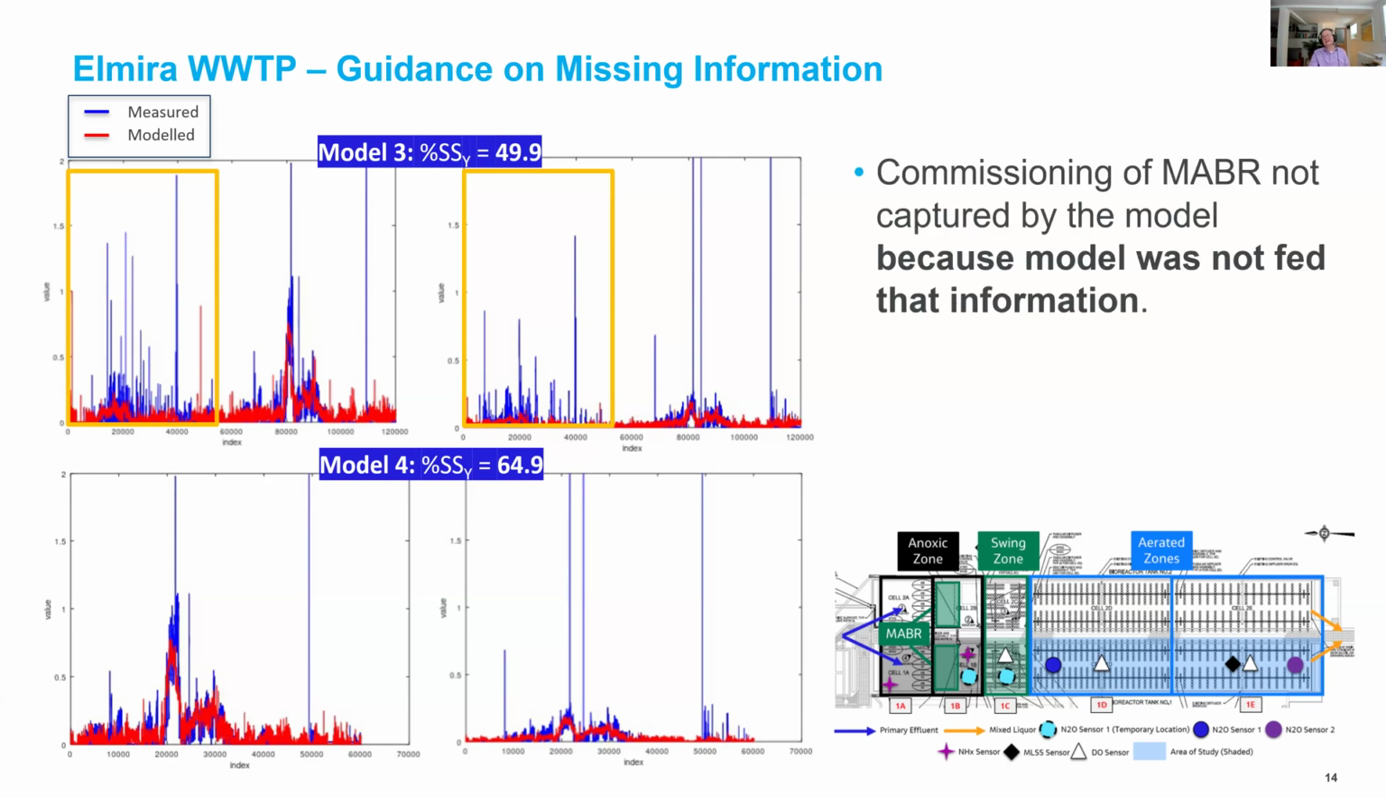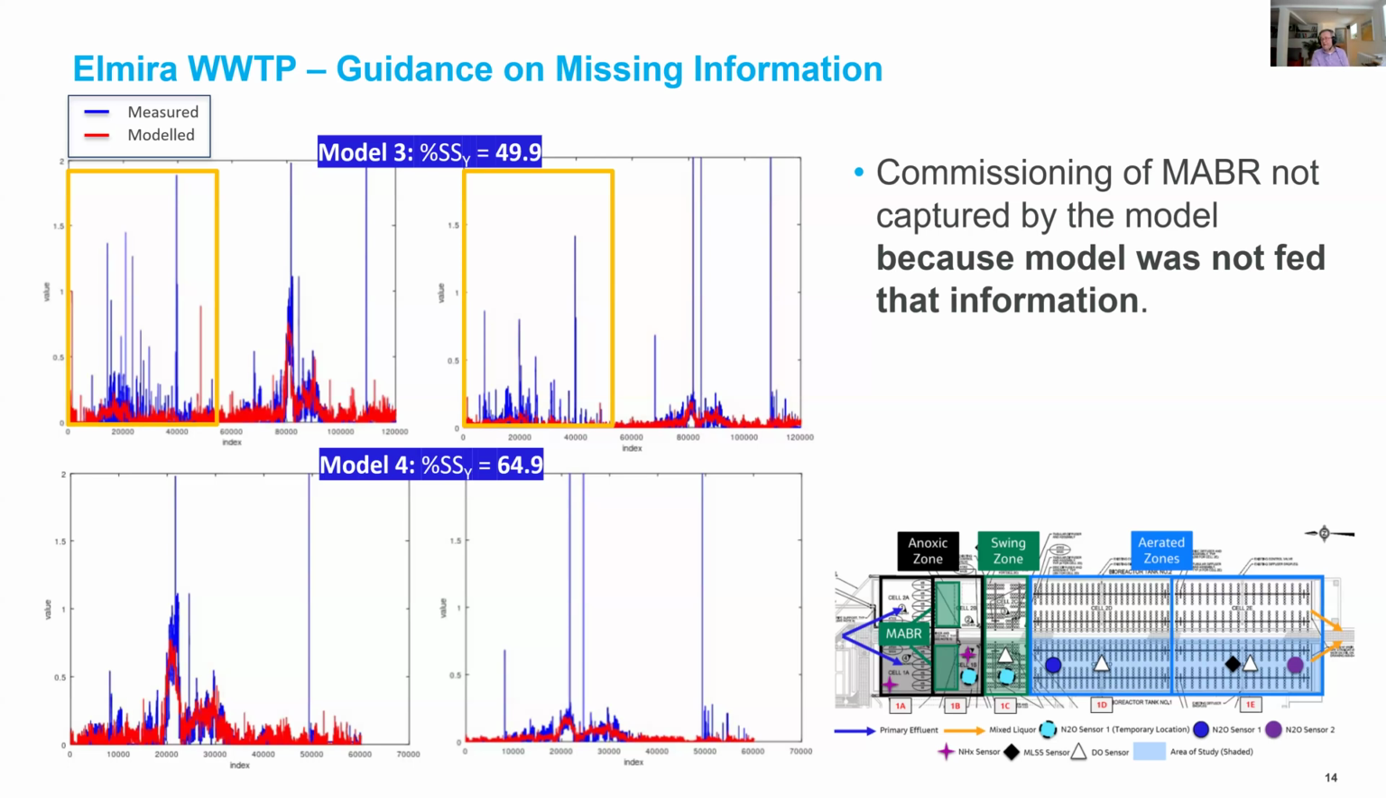I completely missed that. So what was happening is that this was the period where the MABR was first not commissioned yet. And then the commissioning of the MABR started, and then, you know, it's a startup, so it doesn't really work. And they had issues with the DO probes and controls and all kinds of commissioning things, right? So we didn't feed that information to the model. So how can the model fit the data if key information is missing? So it's pretty obvious to me that this is a key.